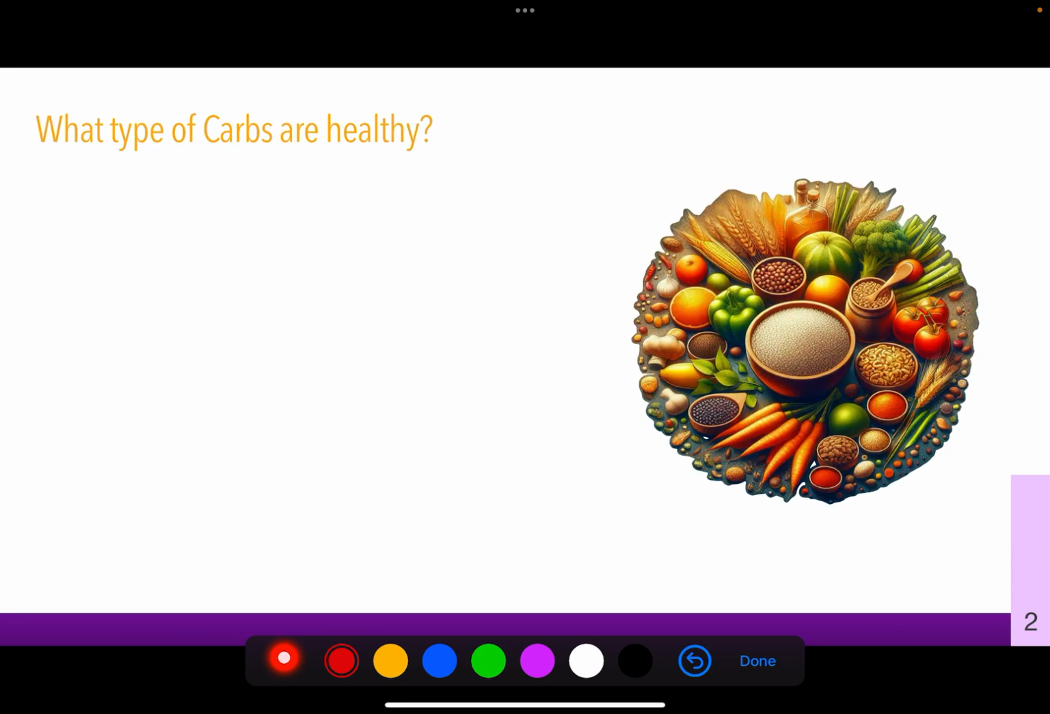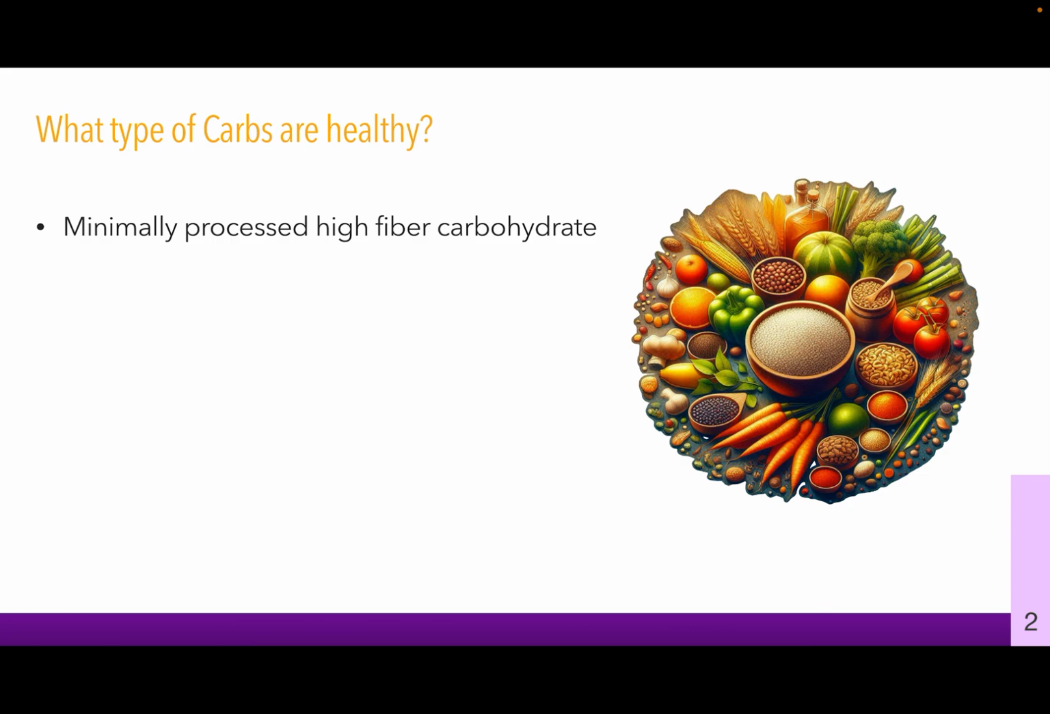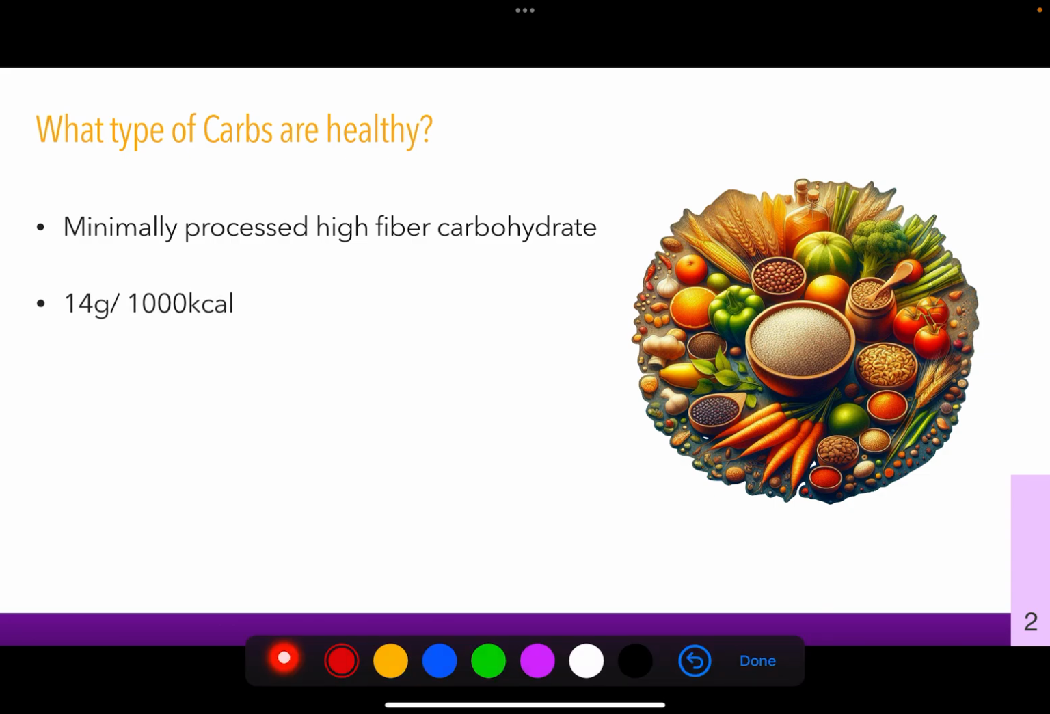Now, irrespective of how much carbohydrates should be taken, you should always ensure that the patient is taking good carbohydrates. The majority of the carbohydrates should come from vegetables, from whole grains, not the processed grains, and fruits. There should also be a good amount of fiber intake. For every 1000 kilocalories, there should be at least 14 grams of fiber intake.